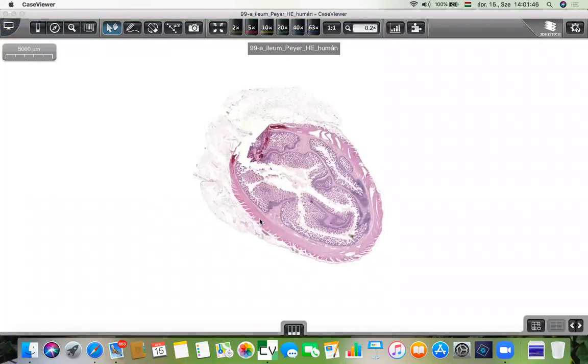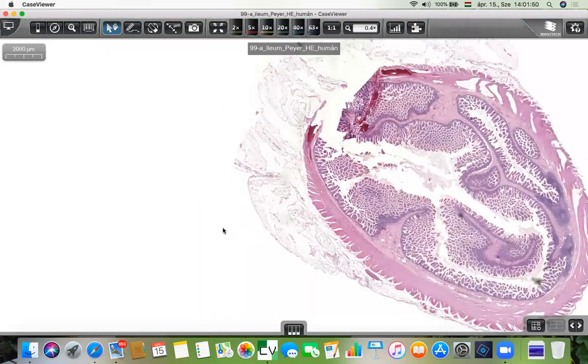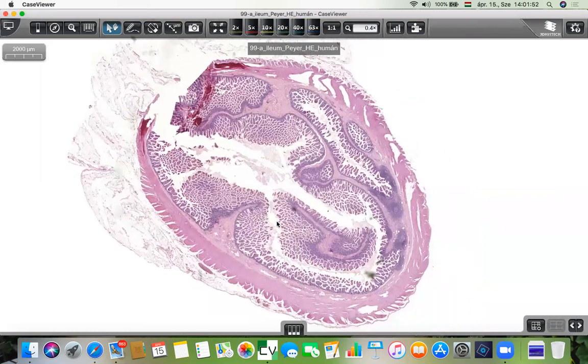It's a typical luminal organ, therefore it represents mucosa, submucosa, muscularis layer, and adventitia or serosa, depending on the presence of mesothelial covering. The ileum is the terminal part of the small intestine.